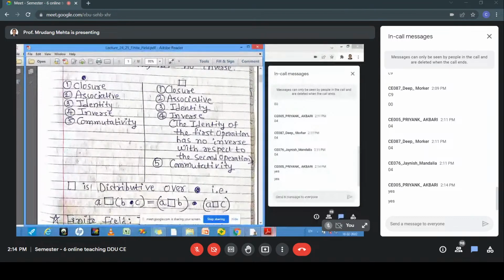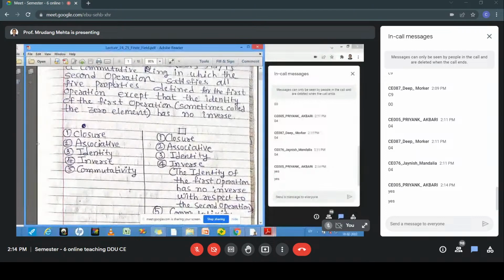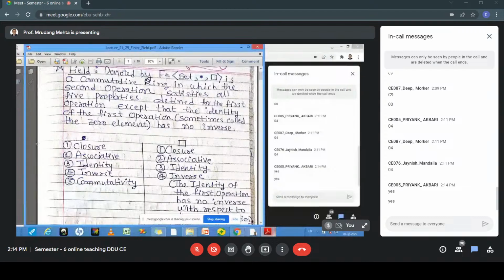So the first operator has 5 properties: closure, associative, identity, inverse, and commutative. And the second operator has closure, associative, identity, and commutative, right? But the fourth condition is relaxed: inverse with respect to the first is not required. So this is the definition of a field. I hope it is clear to you. I think you already remember all these properties: closure, associative, identity.